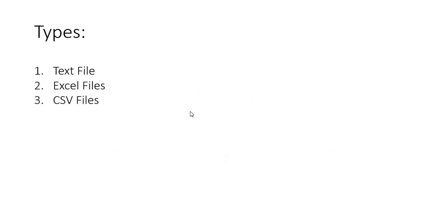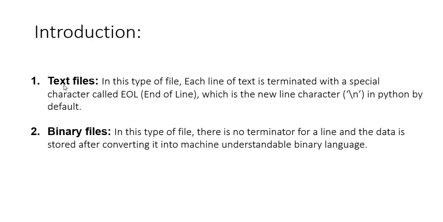The three types of files that we deal with a lot in Python are text files, Excel files, and CSV files, the comma-separated files. We'll study all three: how we read them, how we write them, and how we append data in them. First of all, we have text files.